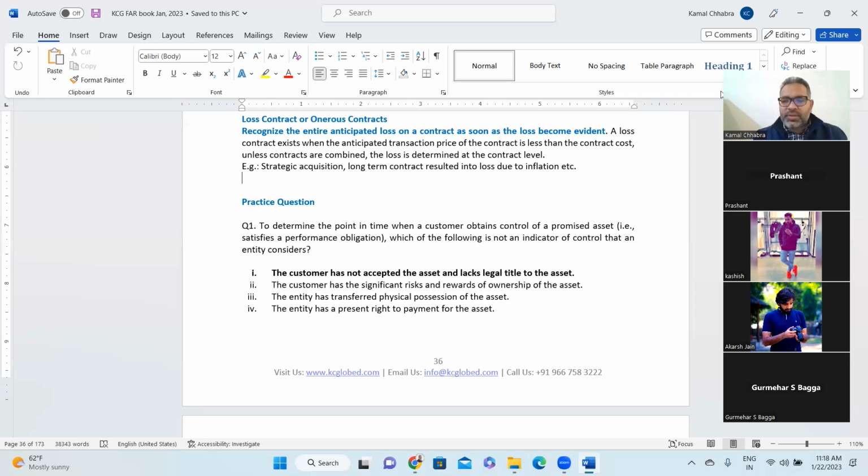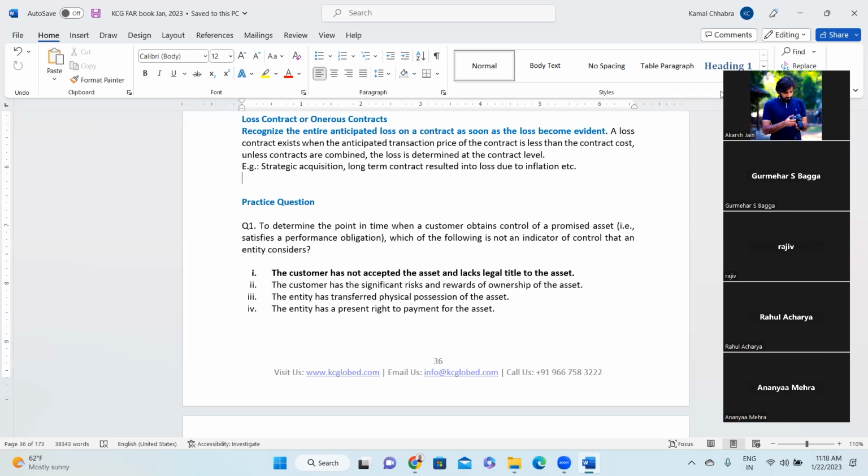Kashish, Ayush, Prashant? Yeah, I'm good. I understood. Okay. Anyone else? Rahul, Rajiv, Ananya. Ananya, are you here today? She's not here today, I think.